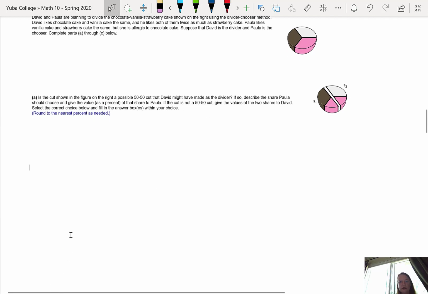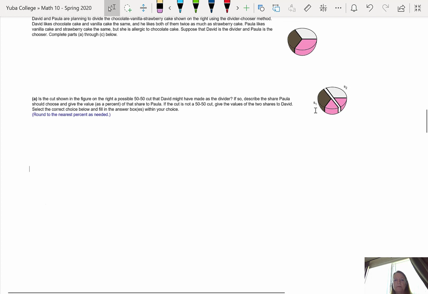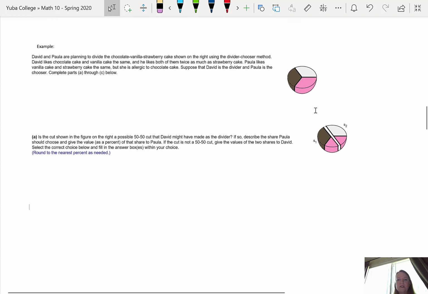Okay, so who is the chooser? It's shown before, David. Okay, so we need to see, is the cut that is made in the figure a 50-50 cut that David might have made as a divider? If so, describe the share Paula would give to the value as a percent of the following. Okay, so let's go back up here and look at what David thinks and what Paula thinks in terms of what they like.